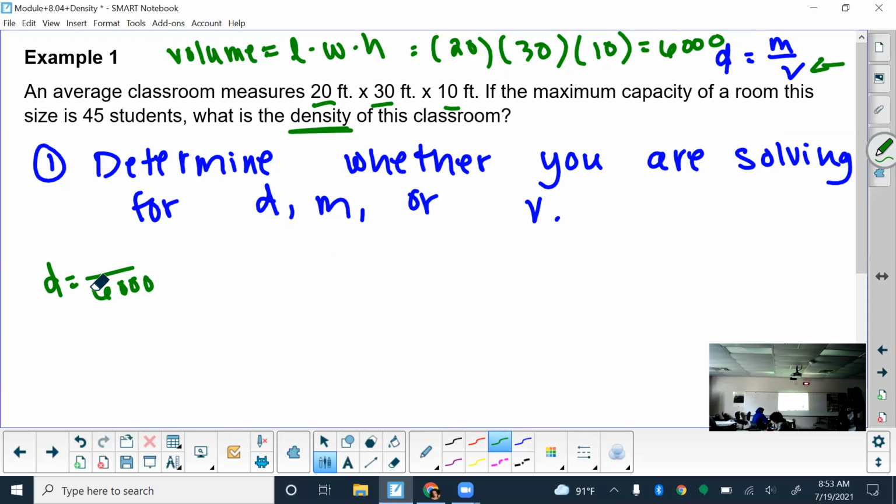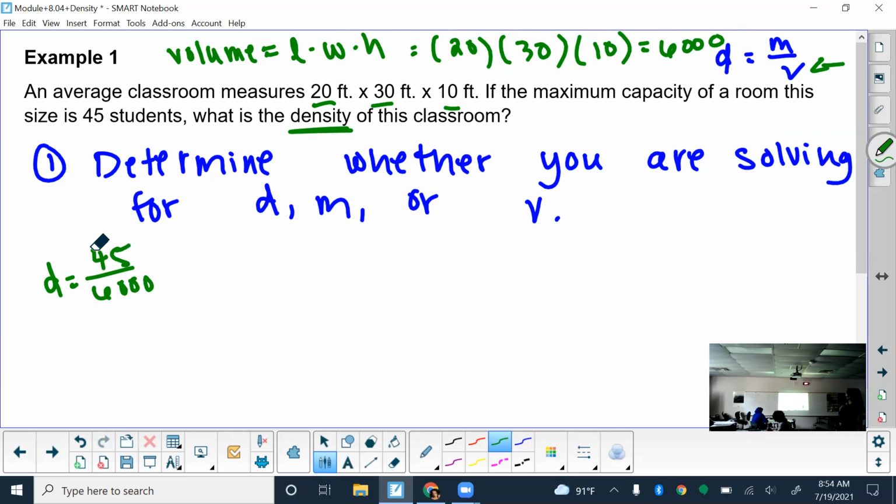So in order to find the density, I need to put the mass and the volume in that fraction. Volume is length times width times height, which is 6,000. So we're putting that at the bottom. What is the mass in this problem? Wouldn't it be the 45 students? Good, it is the 45 students.